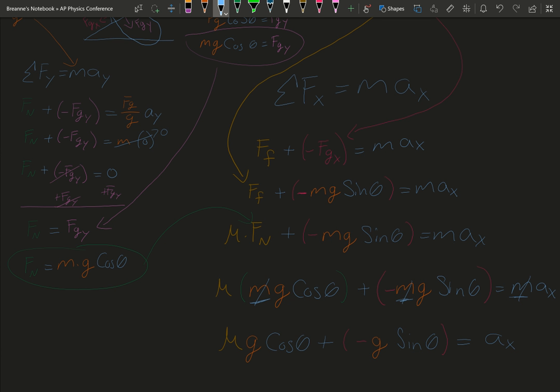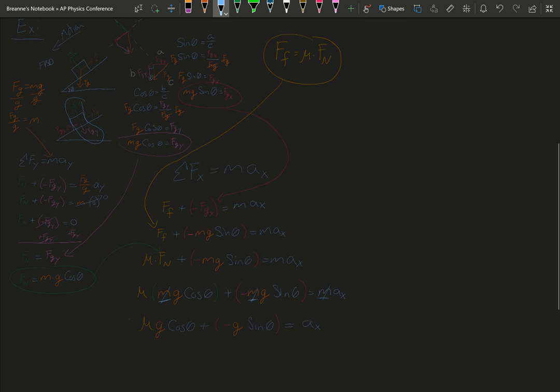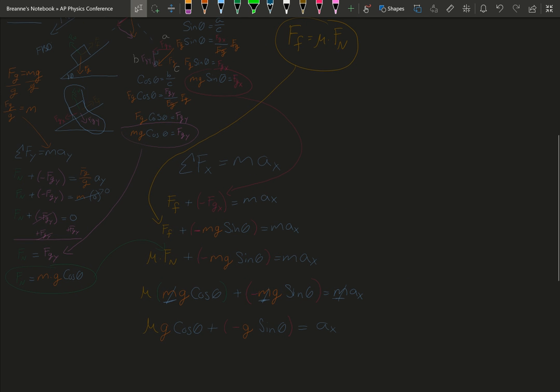And there you go. There's your basic equation. And from here you can plug in. If you know your angle, we know that as long as we're on Earth, g is negative 9.8 or 10. And then we would have to know the coefficient of friction. So there you go. That is what a true AP question would look like.